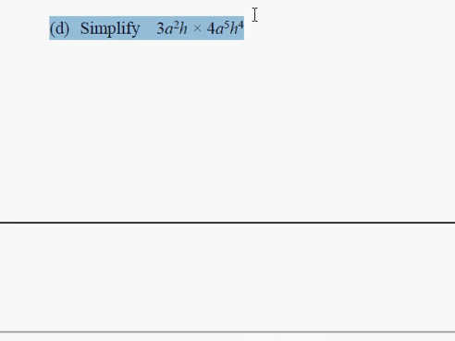Question 10, Part D. Simplify 3a squared h times 4a to the power of 5 h to the power of 4. Please attempt this question now, and when you're finished, or if you get stuck, resume watching this video. 3a squared h times 4a to the power of 5 h to the power of 4. Simplify this expression.